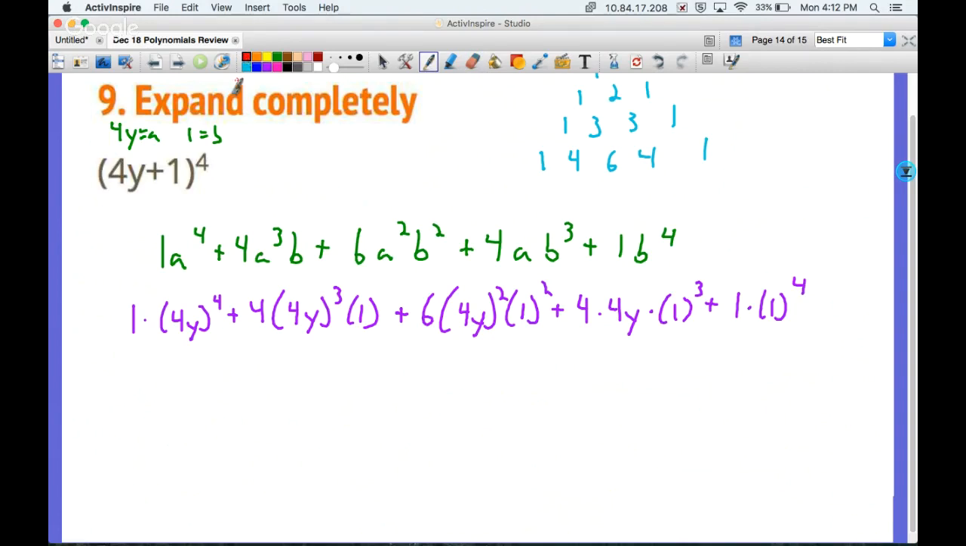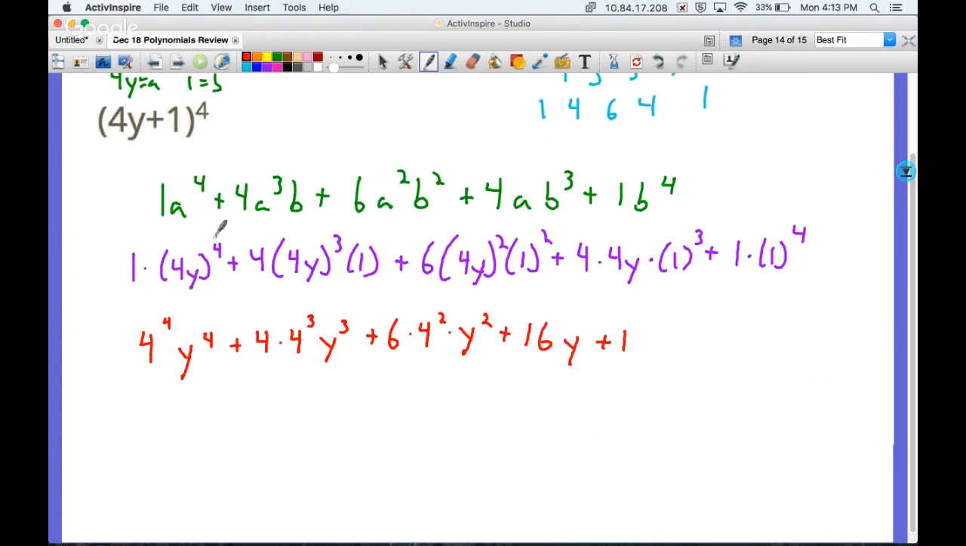Let's keep simplifying. This is going to become 4 to the 4th y to the 4th plus 4 times 4 to the 3rd y to the 3rd plus 6 times 4 squared times y squared plus 16y plus 1. All right, so notice I had to distribute the exponent. When you've got something being multiplied, then being raised to an exponent, you've got to distribute. 4 to the fourth is 256.